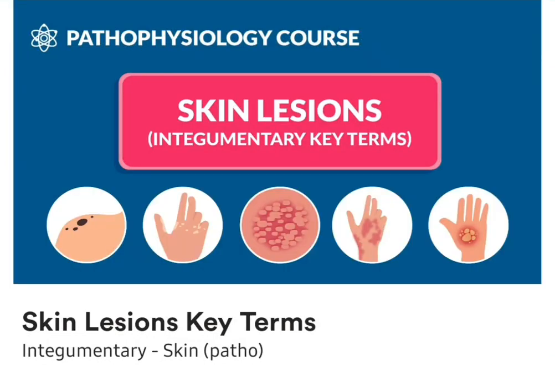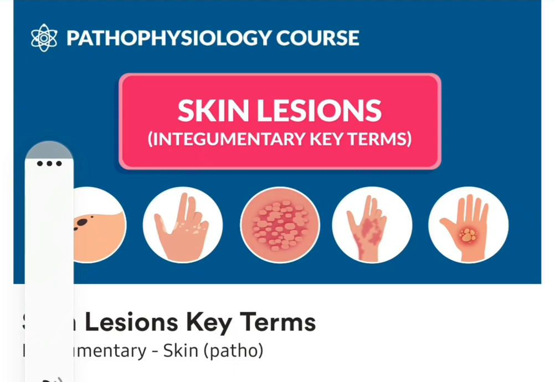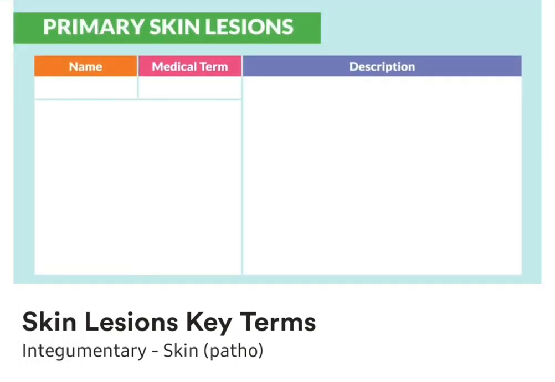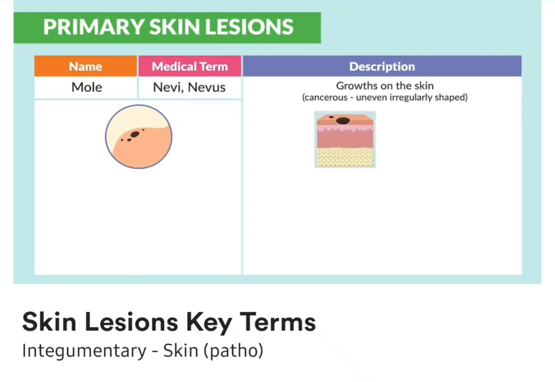Now for integumentary key terms. We're going to identify the primary skin lesions within this video. So starting with the name here, a mole. The medical term is a nevus, and the description is a growth on the skin. Now it's cancerous if it's uneven or irregularly shaped.